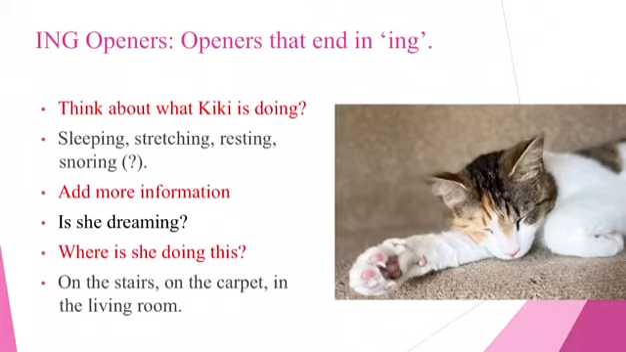So if we want to create our own ing sentence opener, we've got to think about a few things. Let's think about what Kiki is doing. So she seems to be sleeping, stretching, could be resting, might even be snoring. We could then look to add more information. For instance, is she dreaming? And we can look at where is she doing this. So for instance, she's sleeping on the stairs or on the carpet, or potentially in the living room.